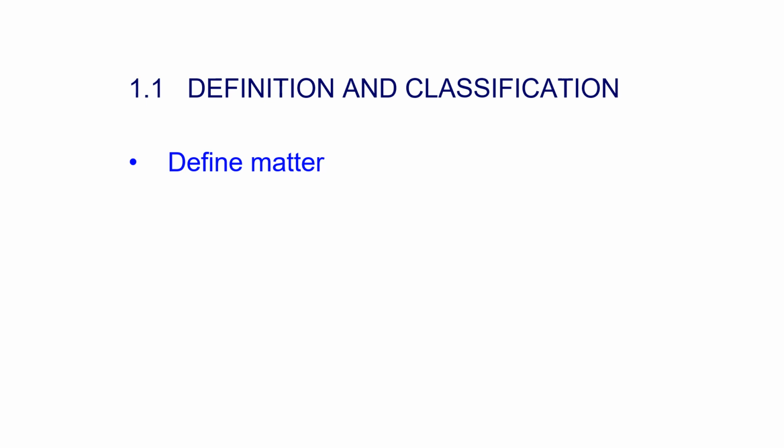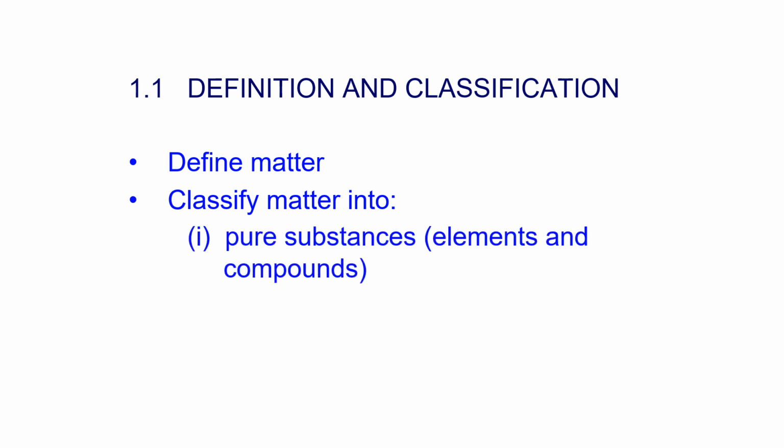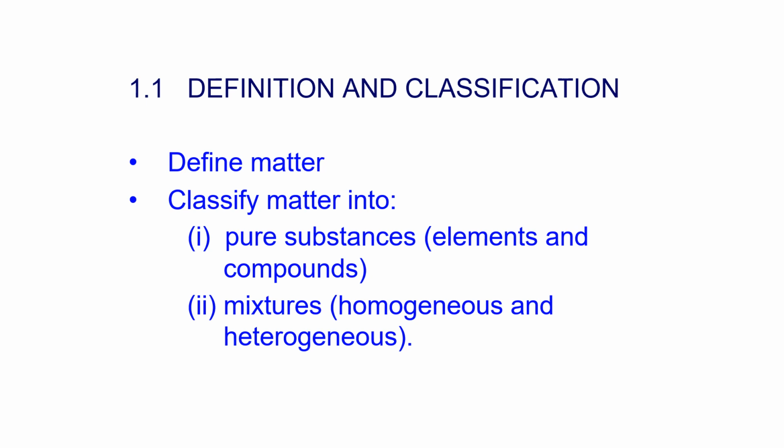Under this subtopic, there are two learning outcomes to be achieved. First, we are going to learn the definition of matter, and second, we are going to learn about the classification of matter. There are two classes of matter. First, pure substances, which are elements and compounds, and second, mixtures, which are homogeneous and heterogeneous.